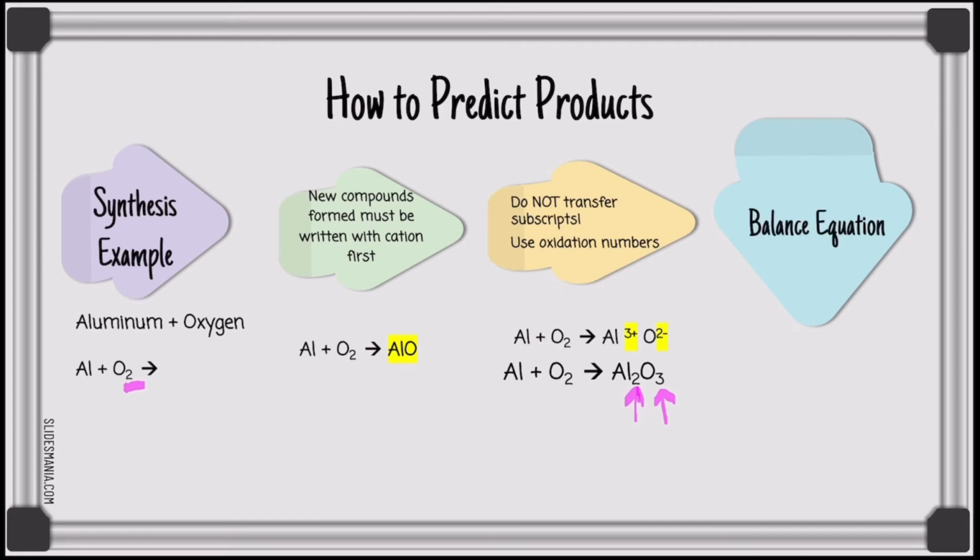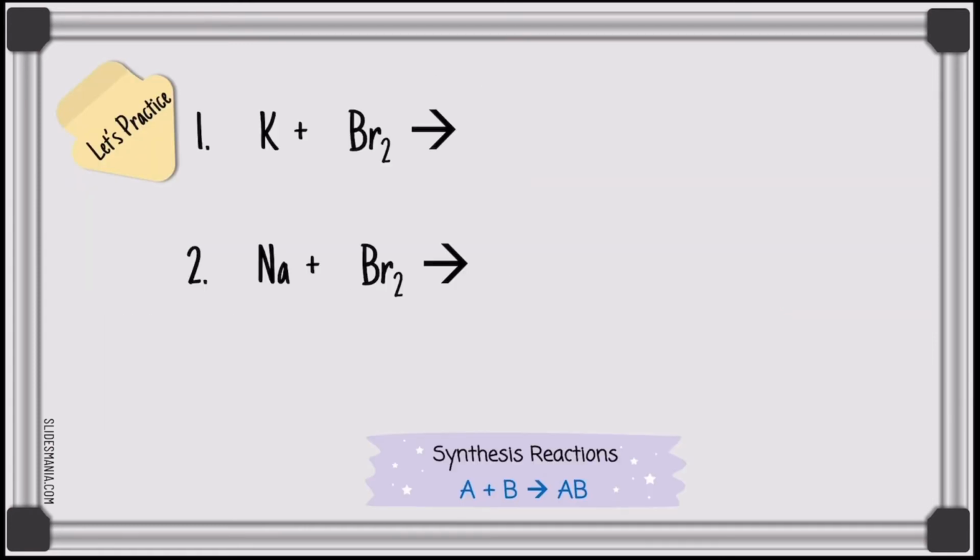The final step will then be to balance the chemical equation by using coefficients. So our final result of the synthesis reaction is 4 aluminums plus 3 oxygen molecules, yielding 2 aluminum oxide formula units. Let's practice by writing the products of a few synthesis reactions.